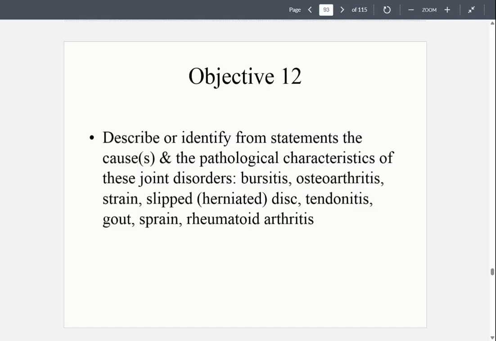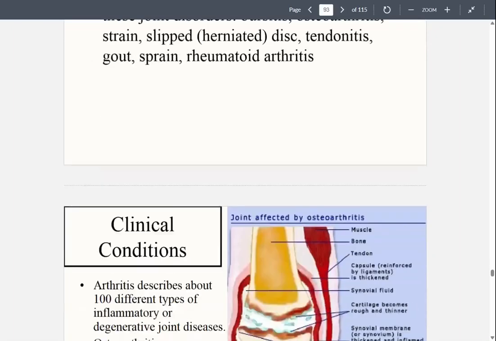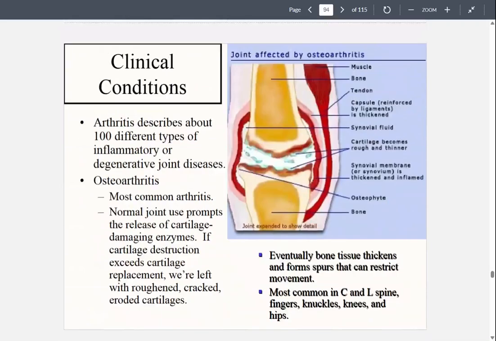Here we are going to discuss the different joints and some of their diseases. So, first and foremost, we have to start off with arthritis. Here's the thing. There are about 100 different types of conditions that are referred to as arthritis. Arthritis is simply an inflammatory or degenerative joint disease.